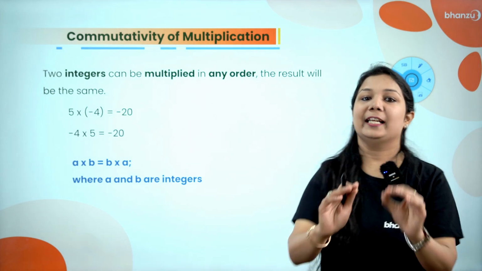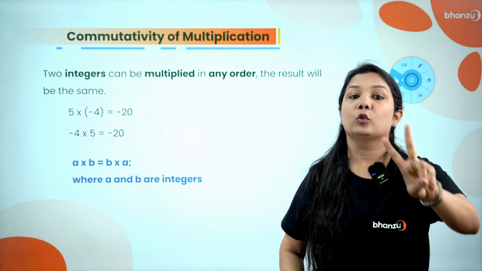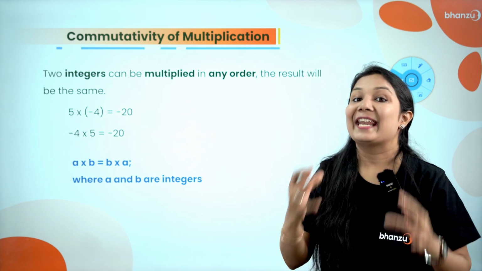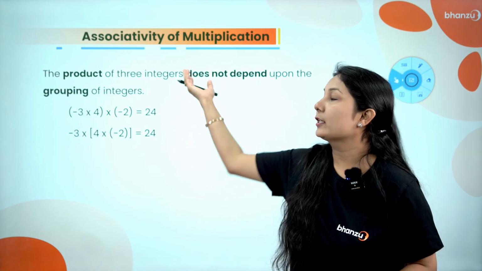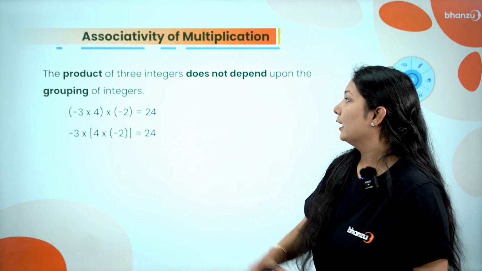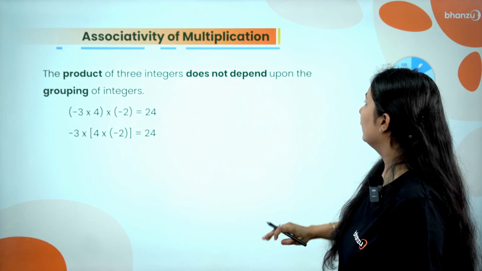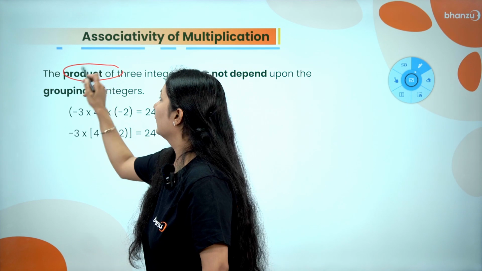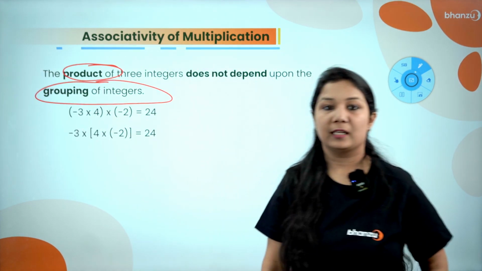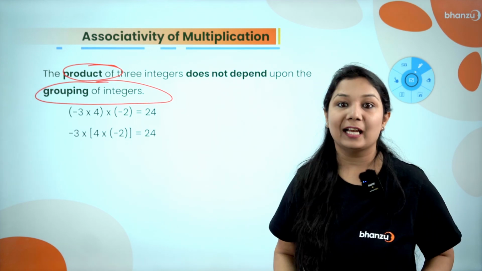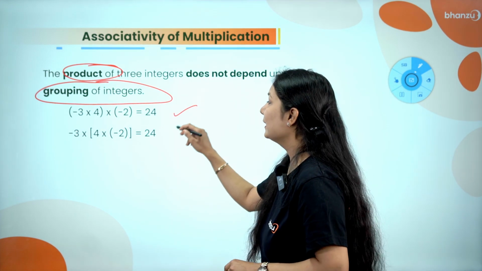Getting it? So till now we had talked about two properties, closure property and commutative property, right? Now let's talk about associative property, right? The product of three integers does not depend on its grouping. What do we do in associative property? We have three integers over here. We can group them anyhow, but your product would be the same.